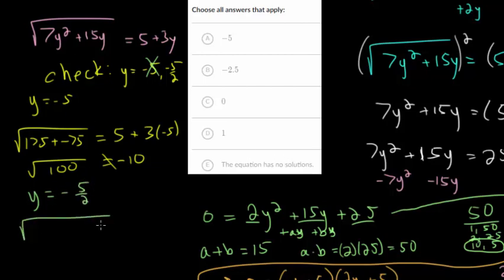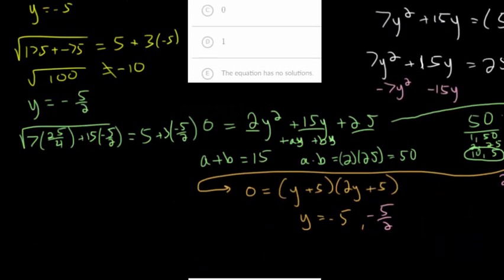We will take the square root of 7 times that number squared. So we have 7, and it will become positive, but we'll have 25 in our numerator and 4 in our denominator. And then we have plus 15 times minus 5 halves. And we're going to see, does this equal 5 plus 3 times minus 5 halves?